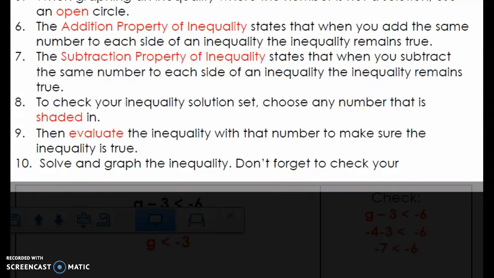Don't forget, if any of this is confusing, we have some practice problems coming up.